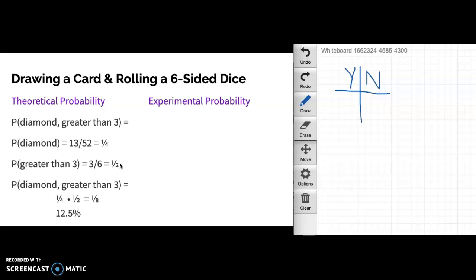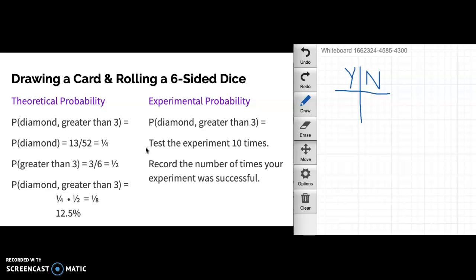Now let's do the experimental probability. So again, we still want to do the probability of drawing a diamond from a deck of cards and rolling a number greater than 3 on a dice. You're going to test the experiment 10 times, record in a T-chart just like last time how many times it was successful, meaning you drew a diamond and you rolled a number greater than 3. Do that 10 times and then write your probability. Go ahead and pause.